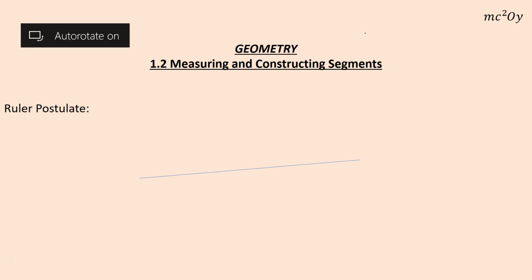All right, we're going to talk about 1.2, measuring and constructing segments. This is a pretty easy lesson, but the first thing is just to understand the ruler postulate and understand that a postulate is just an accepted truth. It's not something we have to prove in geometry. But the ruler postulate works like this.